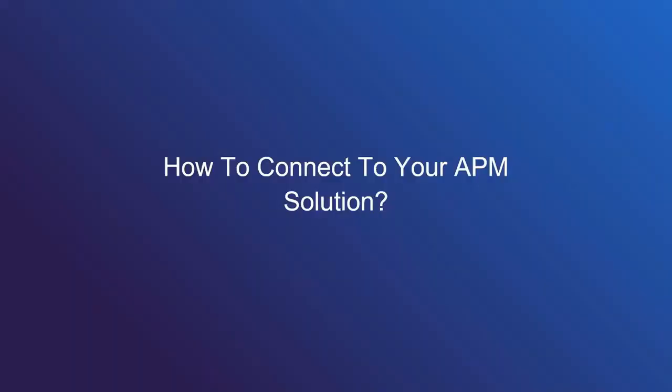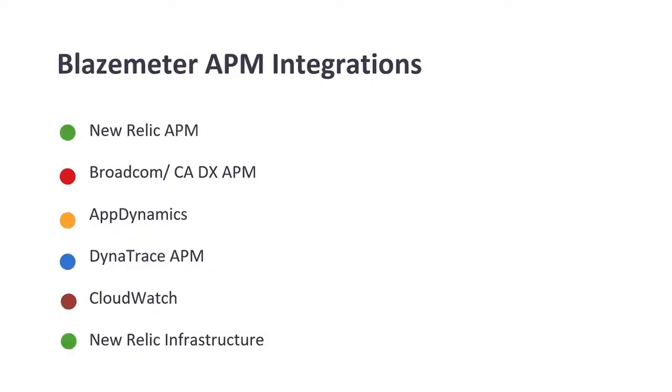So let's talk about how to connect your APM solution to Blazemeter. But before we do that, let's look at out-of-the-box integrations. Out-of-the-box, Blazemeter supports the following APM integrations: New Relic, DX APM (which used to be CA, but is now Broadcom), AppDynamics, Dynatrace, CloudWatch, and of course the New Relic infrastructure. So let's go take a look at this.